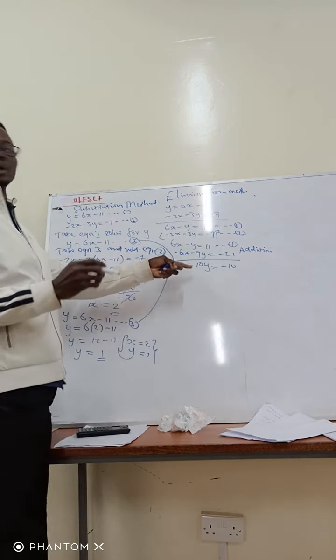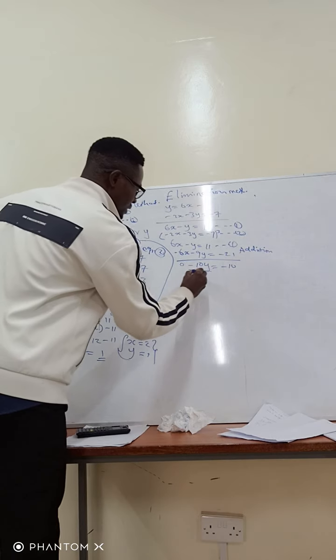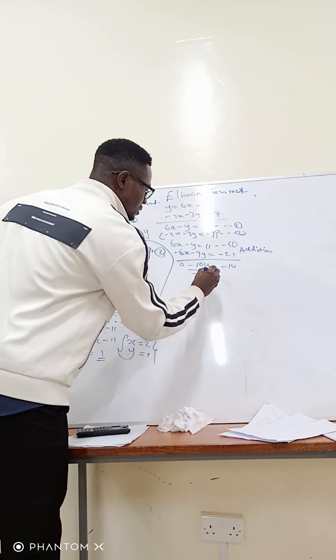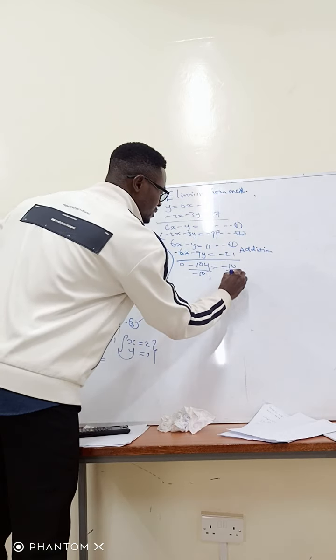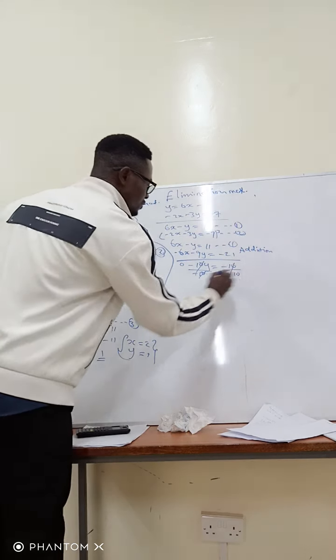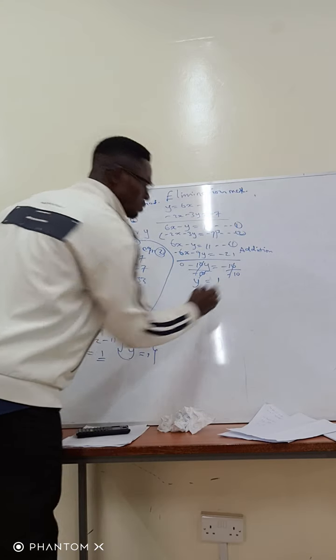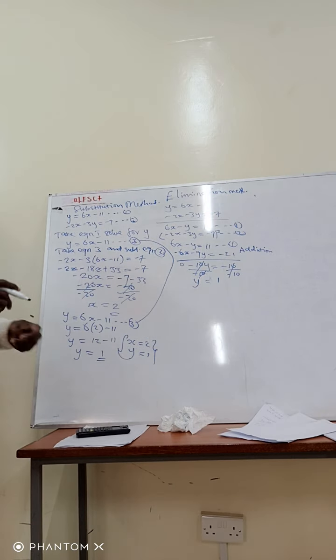So we are solving for y. So divide by negative 10 on this side, and also divide this side by negative 10. So if you divide this, y is equal to 1. That's why you have y as 1.